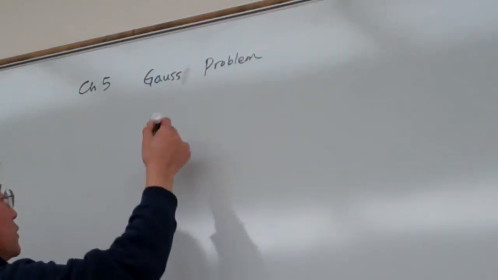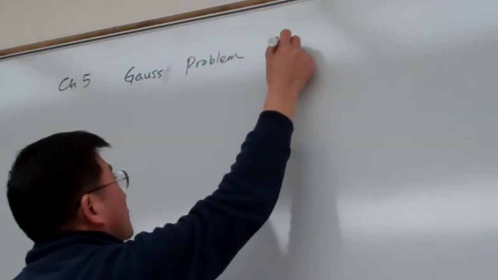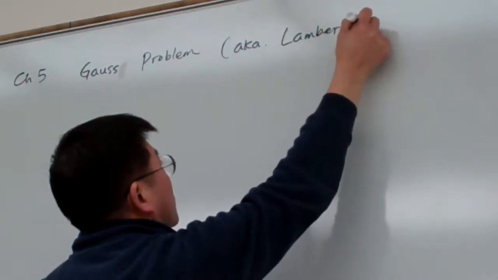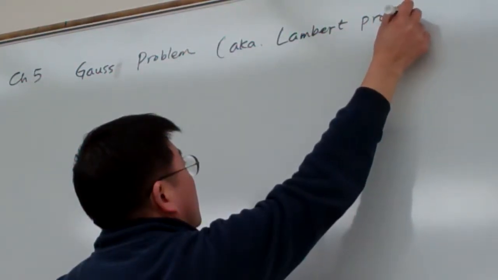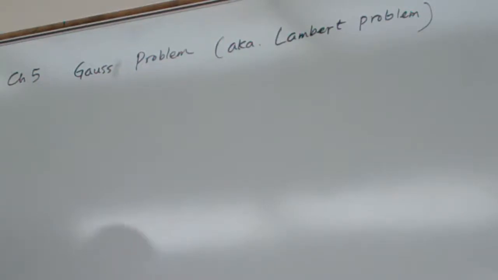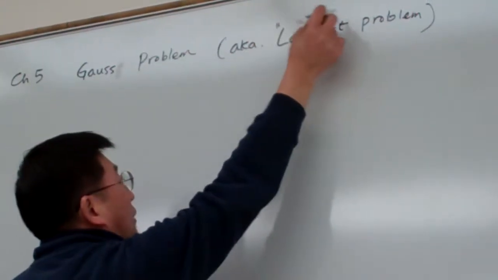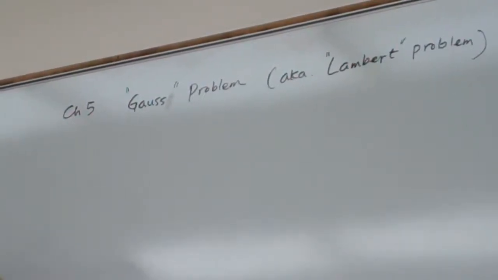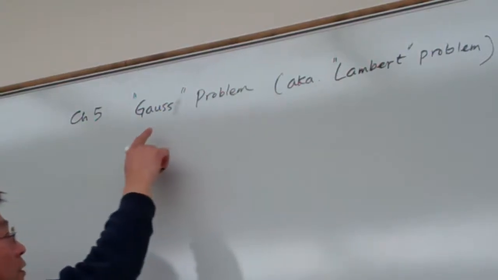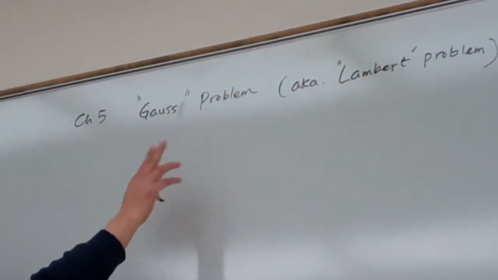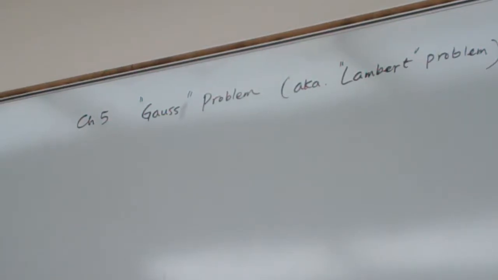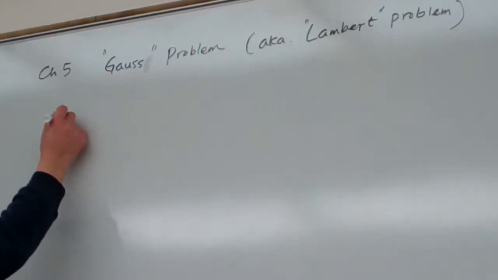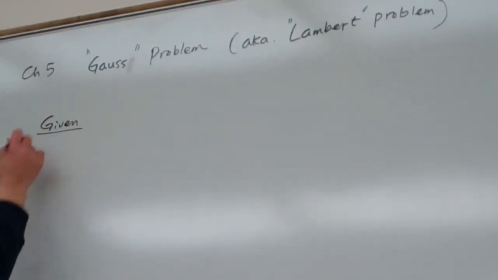And sometimes people call this the Lambert problem. Lambert is a name, and Gauss is also a name. Lambert basically is a pioneer of the problem and came before Gauss, but people kind of mix the two problems.